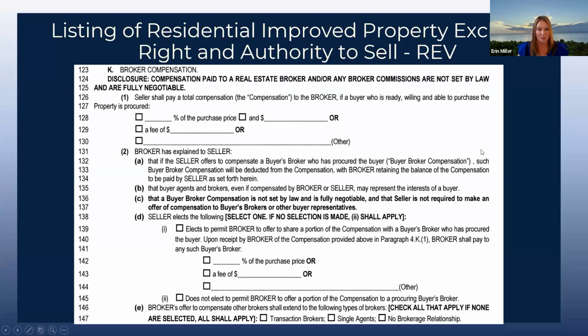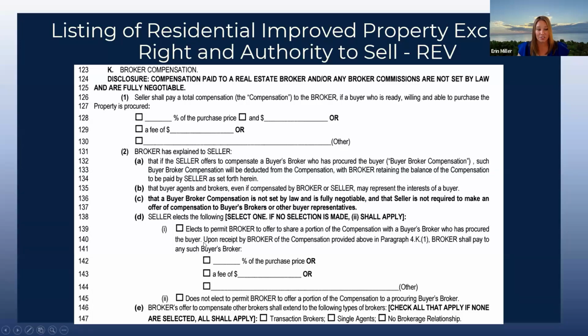And then we get to the question where we get to ask the seller, do you elect to offer buyer broker compensation, or do you not elect to offer buyer broker compensation? So go with me to line 138 of what you see on your screen. We're reviewing those options with our seller. They either are going to select the box in line 139, or they'll select the box in 145.